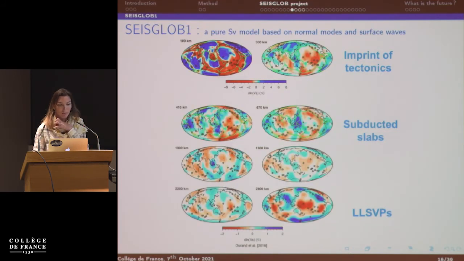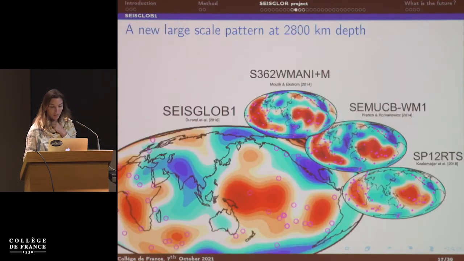We did a first model, which is a long wavelength model, SPhiGlobe 1, based on normal modes and surface waves. It is developed up to degree 20 in the upper mantle where we have surface waves. But of course, in the lower mantle, it's only constrained by normal modes, so it's a very long wavelength, and you have only 8 degrees. That's why you see the loss of resolution. But we see the imprint of tectonics in the upper mantle. You can see, very smooth of course, the subducting slabs in the mid-mantle and the LLSVPs at the base of the mantle, the large low shear velocity provinces, these slow velocities beneath the Pacific and Africa.